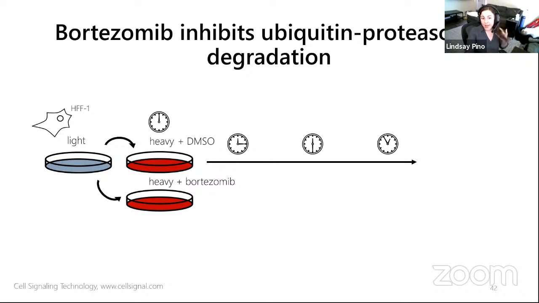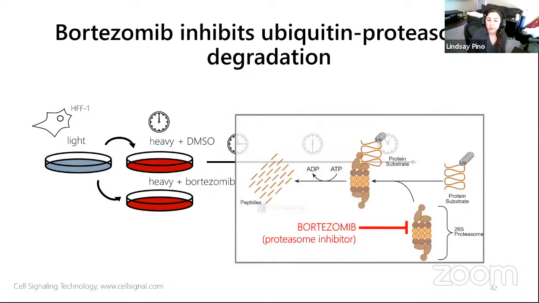Bortezomib is a proteasome inhibitor. It's the first FDA approved, first in class proteasome inhibitor, used primarily for myeloma indications. With this proteasome inhibitor, what we expect is that proteins that normally would have been degraded by the ubiquitin proteasome pathway are now no longer going to be degraded.